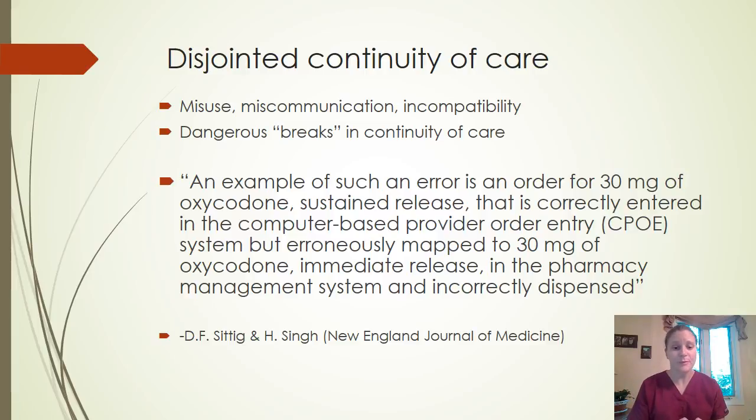From the New England Journal of Medicine, one example was a prescription written for 30 milligrams of oxycodone, sustained release, and it was mapped to 30 milligrams of oxycodone, immediate release, which was incorrectly dispensed and could result in a threat to patient safety.